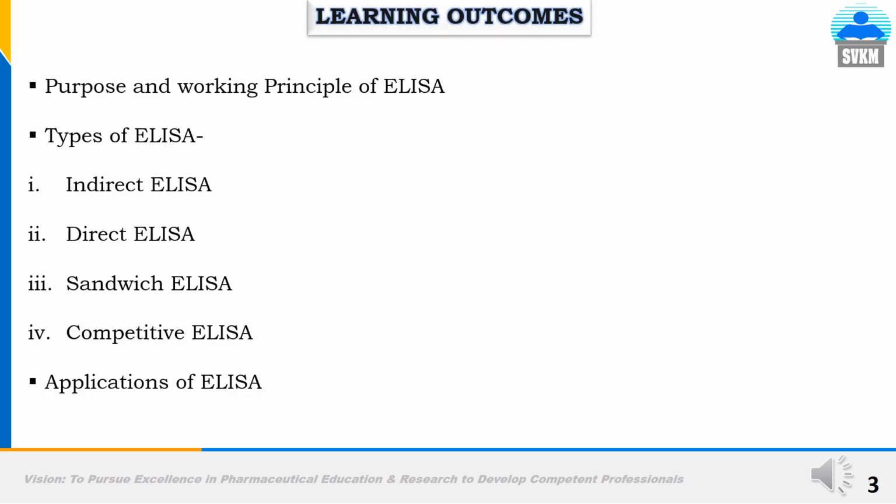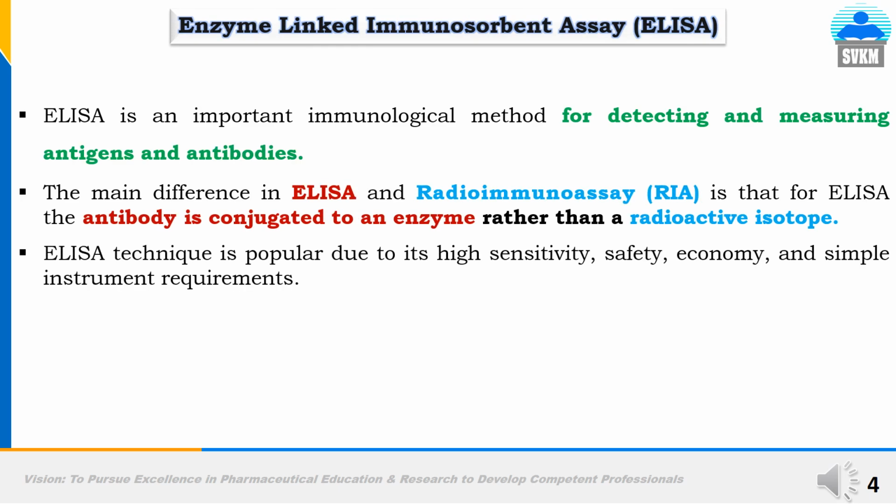Learning outcomes. After watching this video, students will be able to understand the purpose and working principle of ELISA technique, what are the different types of ELISA like indirect, direct, sandwich and competitive ELISA, and at the end they will understand various applications of ELISA technique. So let's understand about ELISA.